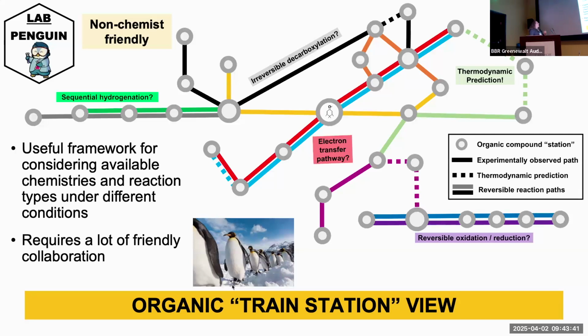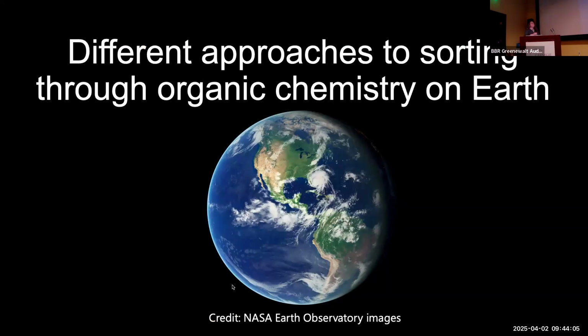It's at least a good starting metric, a good way to think about these different kinds of experimental conditions. It requires a lot of friendly, lovely collaboration to actually get this type of mapping underway. I'm happy to have as many people doing experiments as possible, and if you want to talk to me exhaustively about experiments, I'm here till tomorrow. So, different approaches to sorting through organic chemistry on Earth. This session was the Earth perspective.